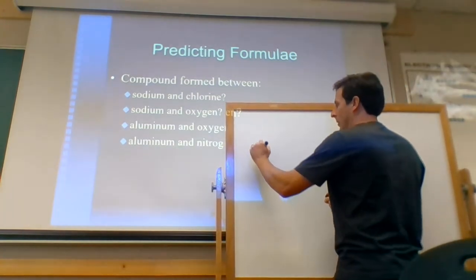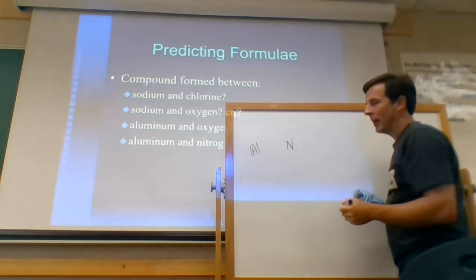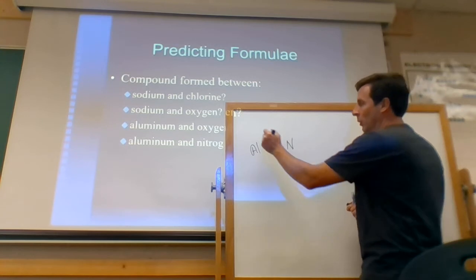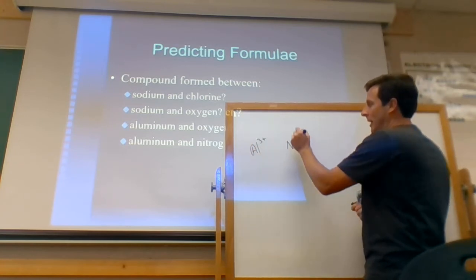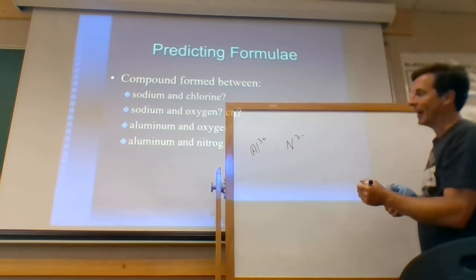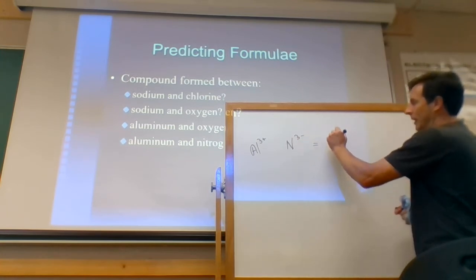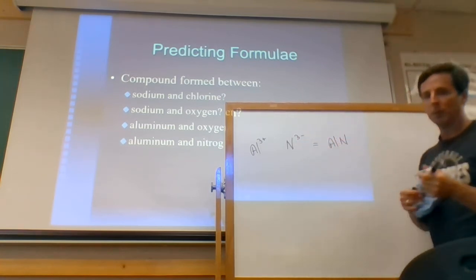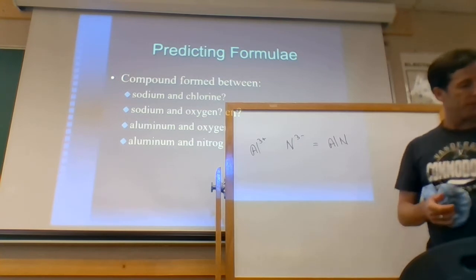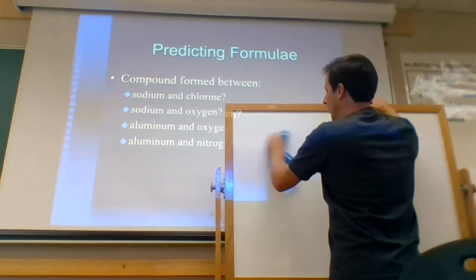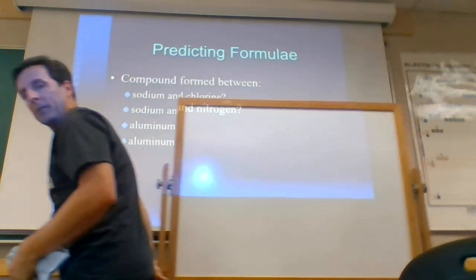So then finally, the last one on the slide, aluminum and nitrogen. So Al and N. And the question is, what compound will be formed between these two elements? Well, aluminum is always 3+, nitrogen always 3-. Again, when they're equal and opposite, I can just put them together. AlN, aluminum nitride. All right, so that's it. That's how we write our formulas of ionic compounds.